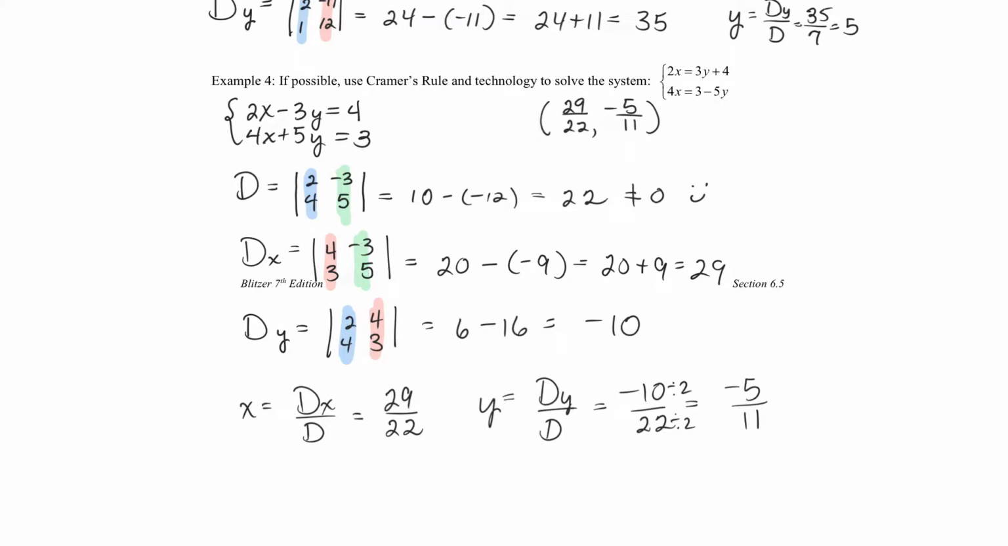Now that would have been much more tedious to do using either elimination or substitution. And once we got to the value of either x or y, that would have involved plugging a fraction in and solving for the other variable. I'd rather do Cramer's rule for this, particularly if I'm using my calculator to evaluate these determinants.